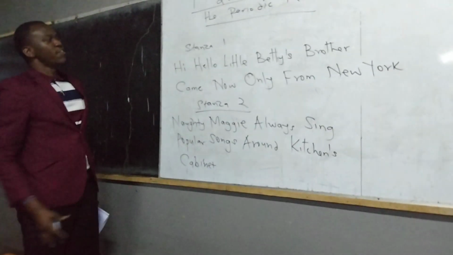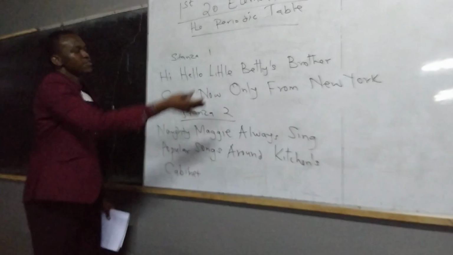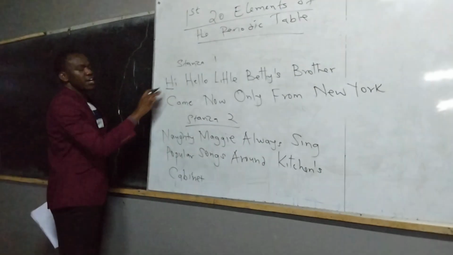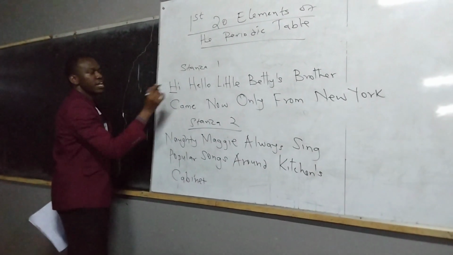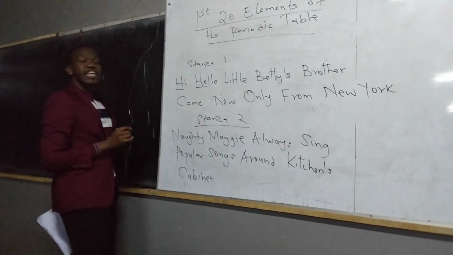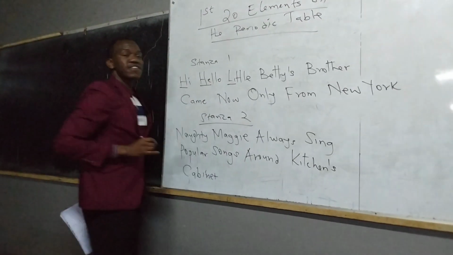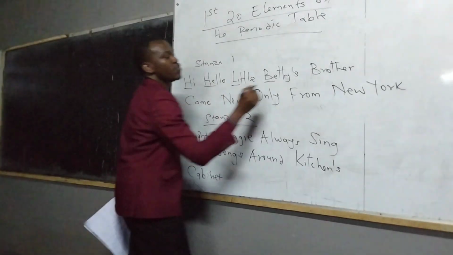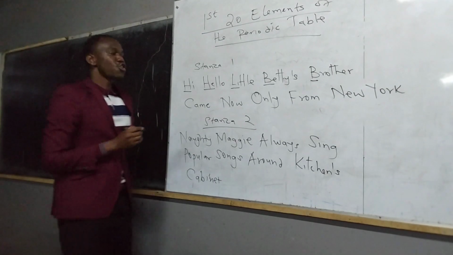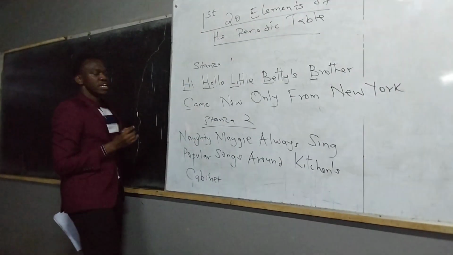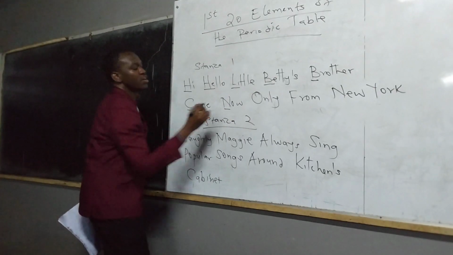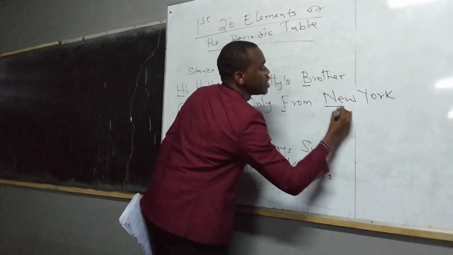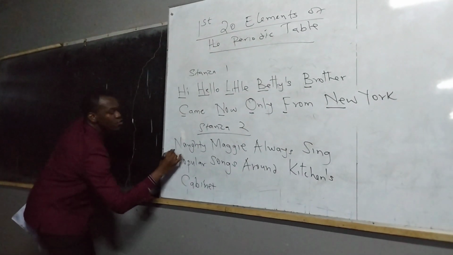Now from there you can see, we are able to extract our first 20 elements, the chemical symbols of our first 20 elements. The first one is hydrogen, we take the first letter. Then hello, that is helium. Then we have little, that is lithium. Then we have Betty, that is beryllium, Be. Then we have B, brother, that is boron. Then we have carbon, then nitrogen, oxygen, fluorine, neon, and then sodium.